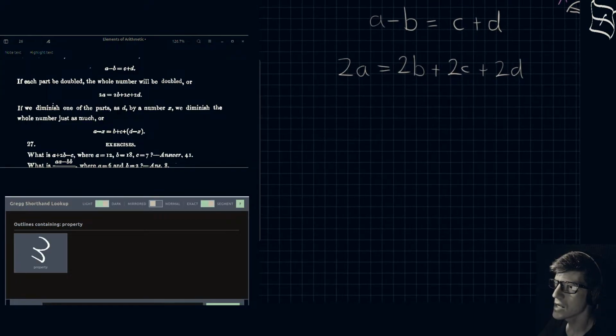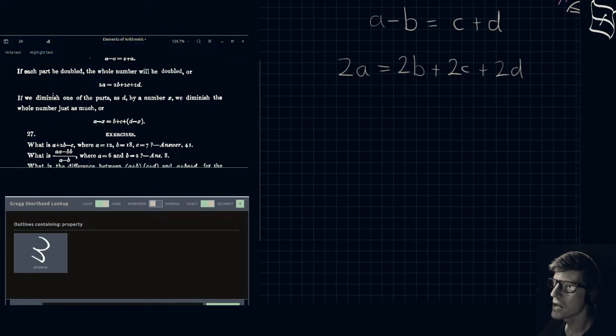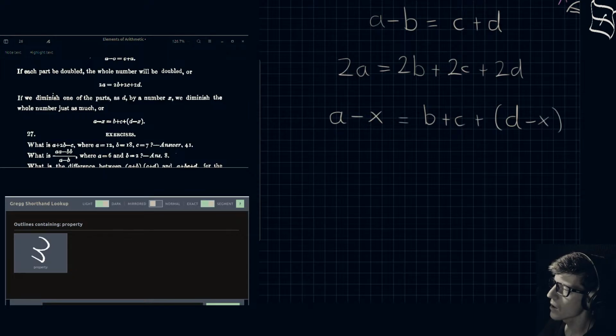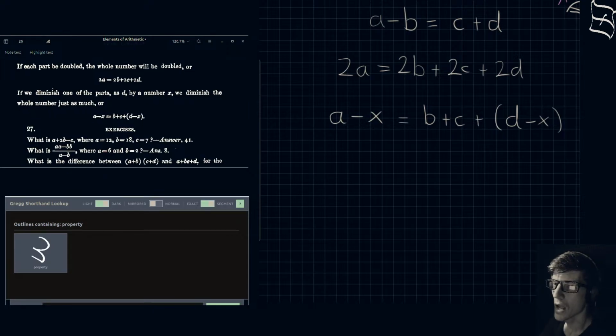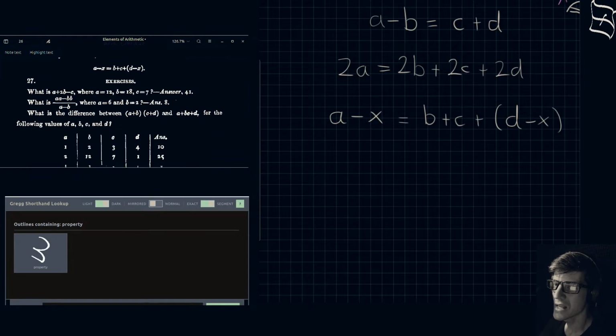So, to use the example here, if he says if we diminish one of the parts as d by a number x, we diminish the whole number just as much. So that would look like the whole number, which is a, we would have to take an x portion away in order to also take the x portion away from d. What you do to the parts, you must do to the whole. And that is the end.